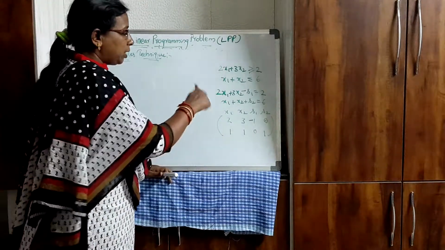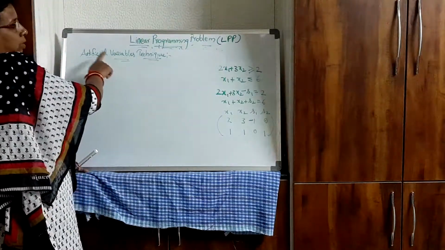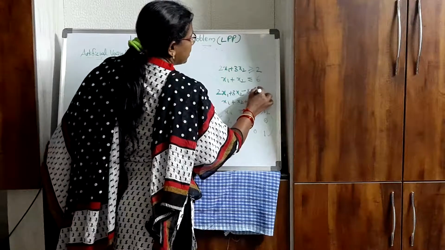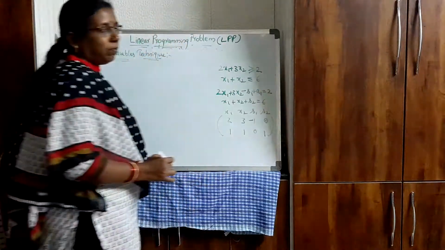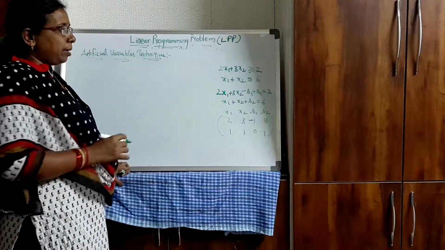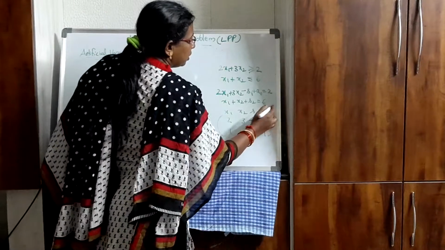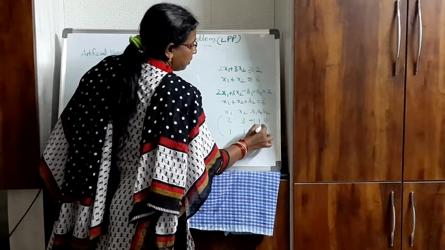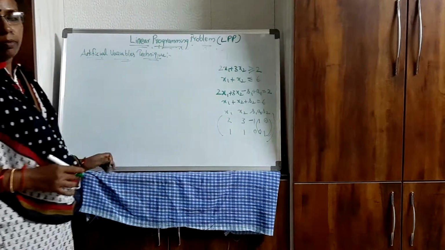In order to get an initial basic feasible solution, we will add another variable called an artificial variable. Here I will add one variable, plus a1 equal to 2, and this artificial variable will take a large penalty, minus M, in the objective function. Here I will get a1 as 1 and the other as 0. Now this is forming an identity matrix, so I can solve the problem.